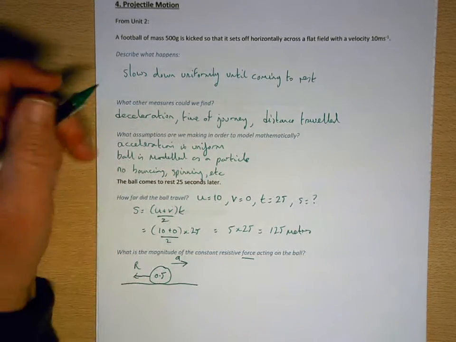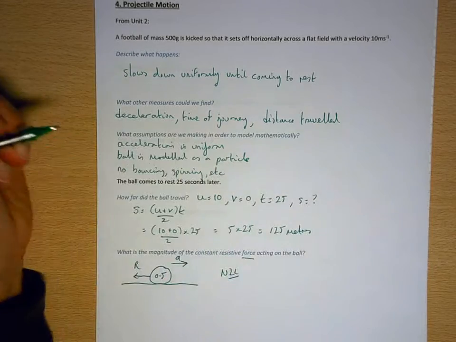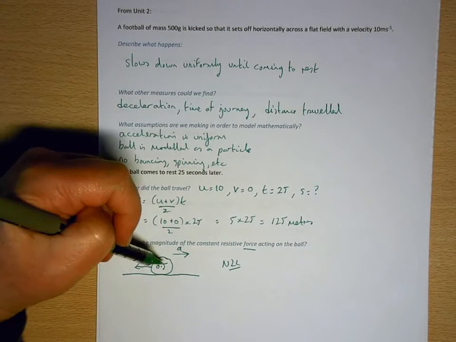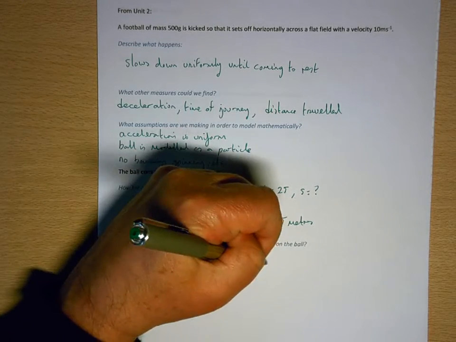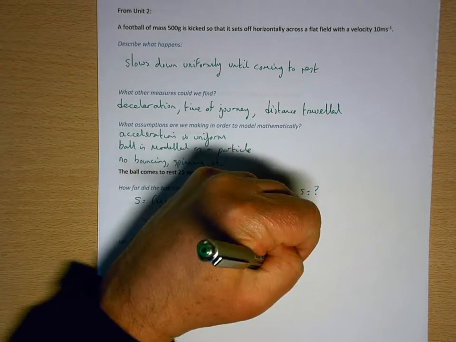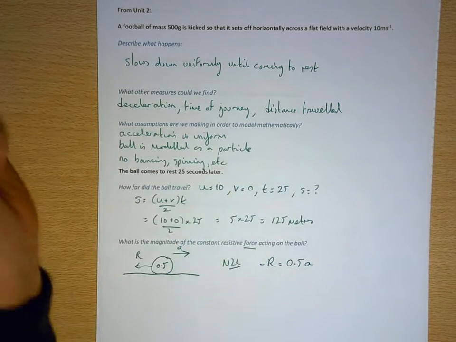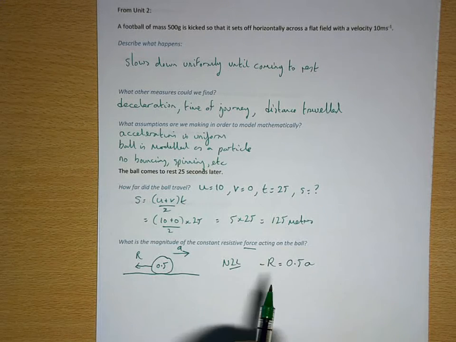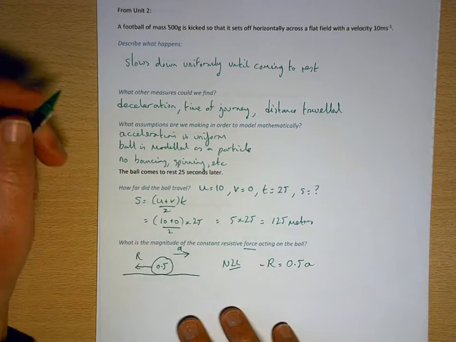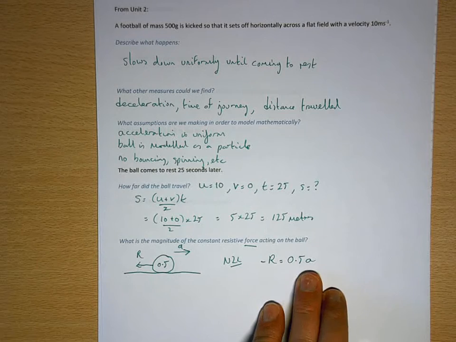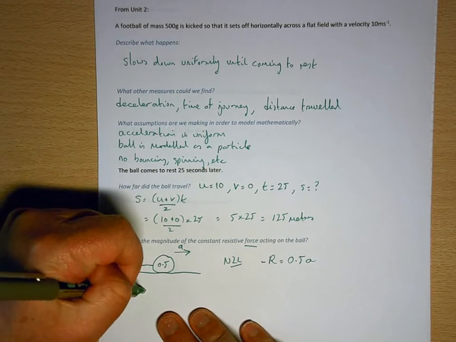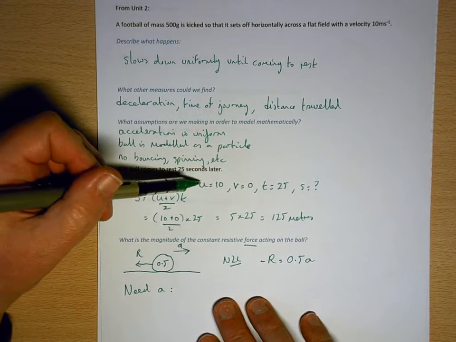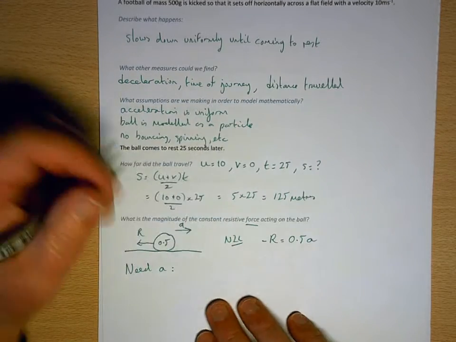So using Newton's second law, if you think of the other Newton's second law work we've done, we take the direction of motion to be positive. So I'm going to have minus R equals 0.5 times the acceleration. And I'm trying to find that resistive force. So I need to get the acceleration from somewhere else. So I'm going to get that. I know v, u, t, and I want to find a.